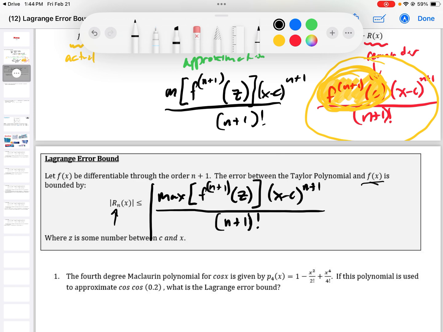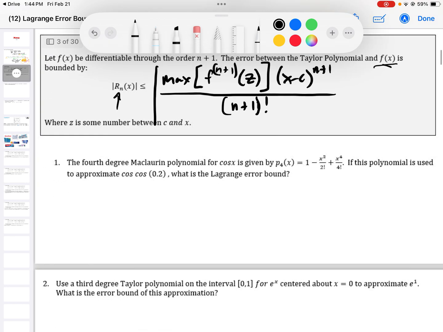All right, so if I'm trying to find the remainder using a third degree Taylor polynomial, the n would be 3, so over here I'd plug in 3, this would be the fourth derivative. That would give us that next term in the Taylor polynomial. All right, so let's see how this works. Let's do an example, maybe that will make more sense.